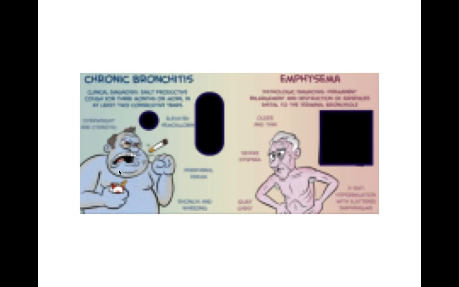So cor pulmonale is more common here in case of chronic bronchitis because there is more hypoxemia and more hypercapnia. This is a characteristic of pulmonary vasculature: in response to hypoxemia there is vasoconstriction. Because of this vasoconstriction, the patient will have high pulmonary vascular resistance. Pulmonary hypertension will be there, and that can lead to cor pulmonale. I will explain later.